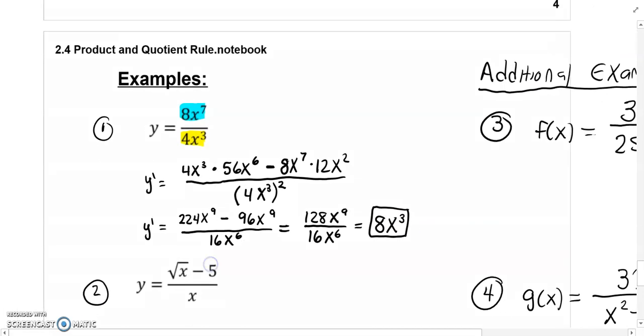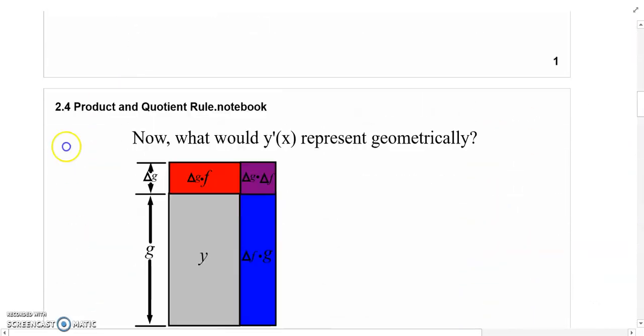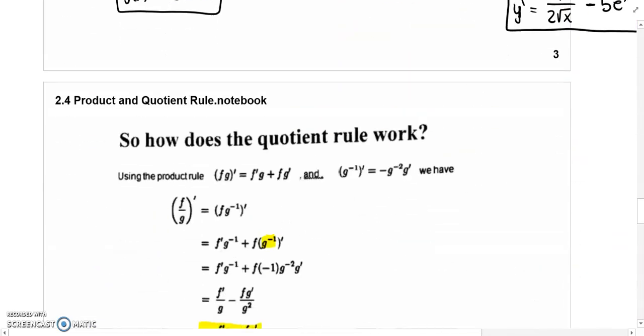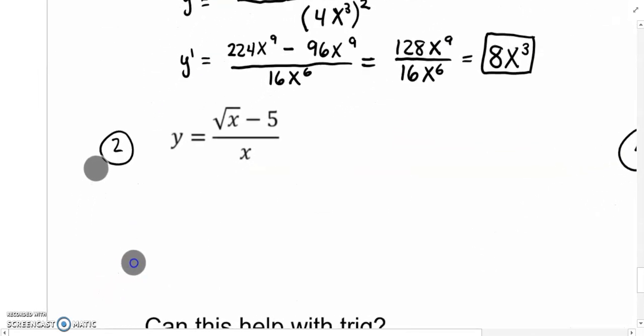And if you recall, 8x to the third, our final answer from the warm-up in the first video, is exactly what we got. So this confirms that the quotient rule and the power rule both would work for this first example. Take a look at another one.